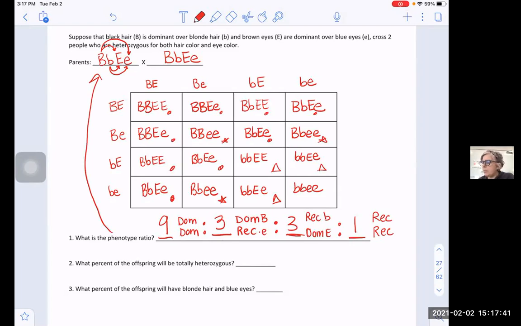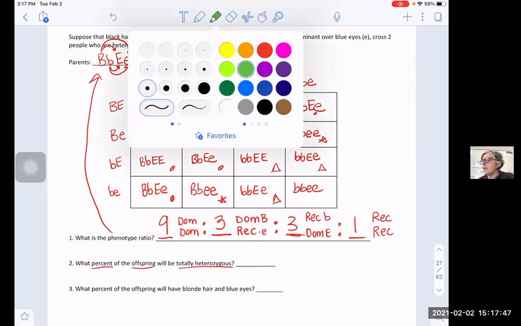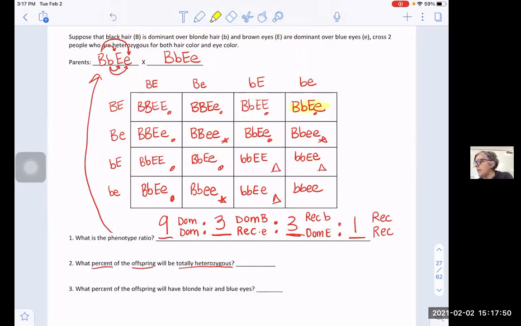The next question is, what percent of the offspring will be totally heterozygous? So totally heterozygous means they're heterozygous for B and E. So you'd have to look through your offspring and see how many are heterozygous for both traits. And you'll find that there's 4 of them out of 16. So 4 out of 16 can be reduced down to 1/4. So it would be 25%.